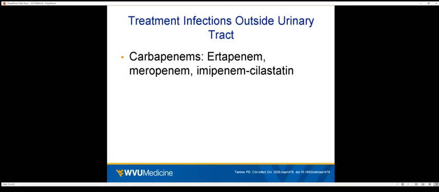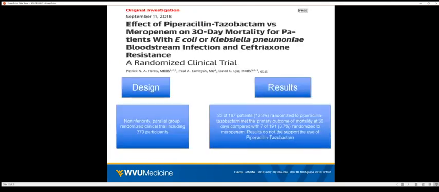And again, I talked about this before. If ESBL infections are outside the urinary tract, use a carbapenem. I mean, there's really nothing else you can use for that. There's ertapenem, meropenem, imipenem-cilastatin. That's that. Carbapenem outside the urinary tract, inside the urinary tract, probably Bactrim. You can use fluoroquinolones if you want.